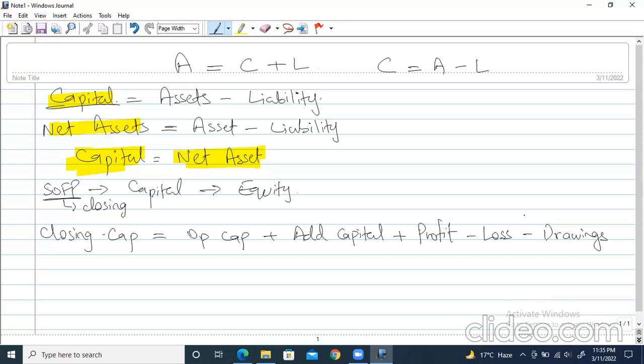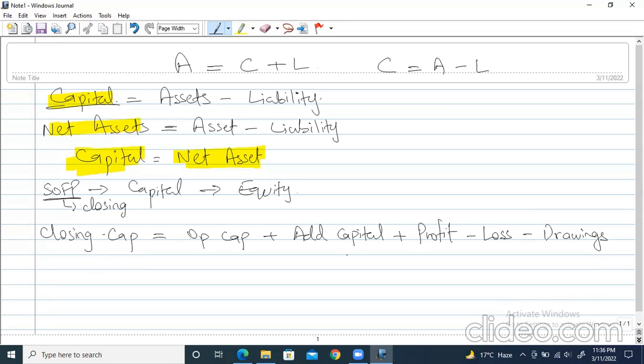If there is a loss, we minus it because it's kind of like an expense for the company, right? So loss is minus from the capital, and drawings are also minus because drawings are something which we take out for personal expenses, take out from the business, right? So this is the formula for closing capital.